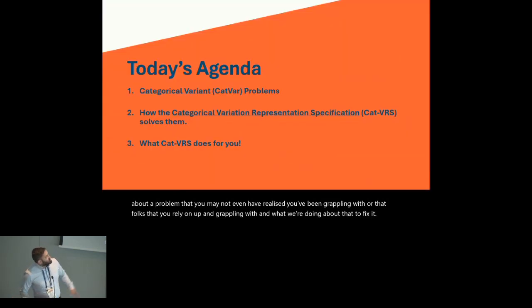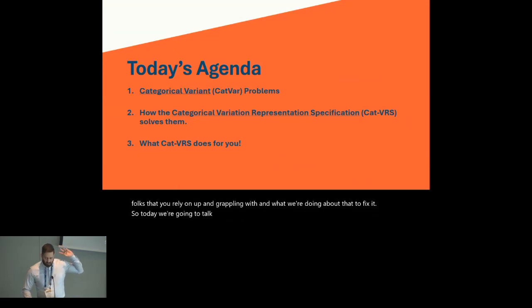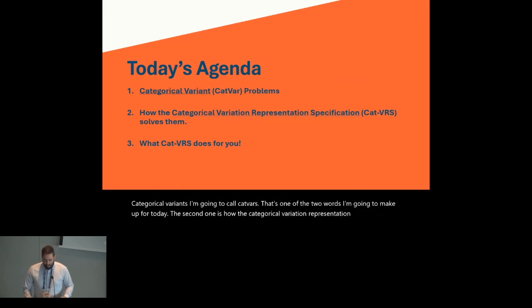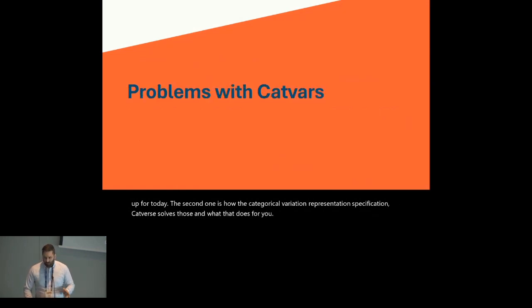So today we're going to talk about categorical variants and the problems they cause. Categorical variants I'm going to call Cat-VARs. That's one of the two words I'm going to make up for today. The second one is how the Categorical Variation Representation Specification, Cat-VRS, solves those and what that does for you. So first, the problems with Cat-VARs.